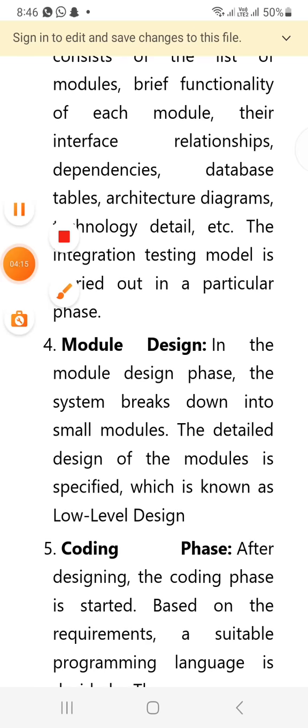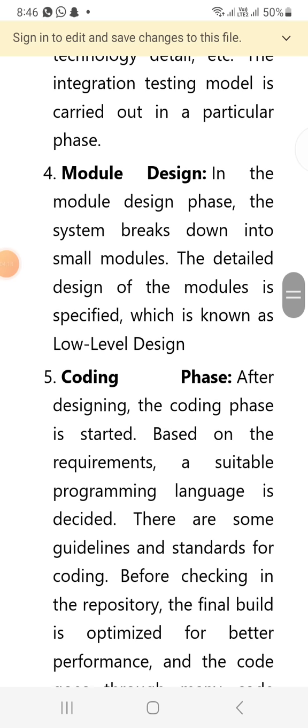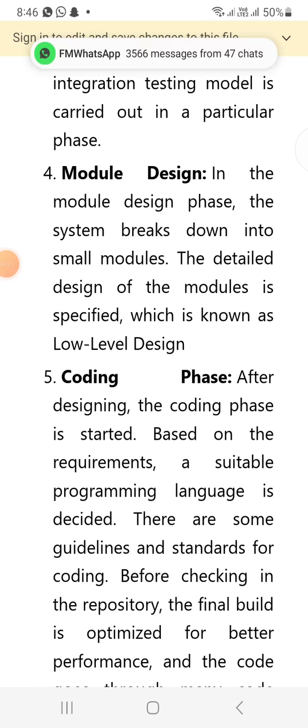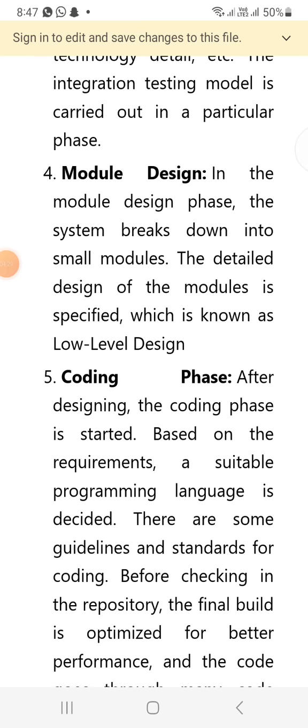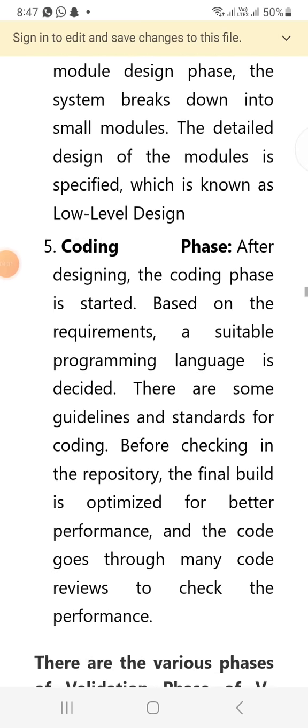The integration testing is carried out in a particular phase. So next is module design. In the module design phase, the system is broken down into small modules. The detailed design of the modules is specified, which is known as low level design. So next is the coding phase.